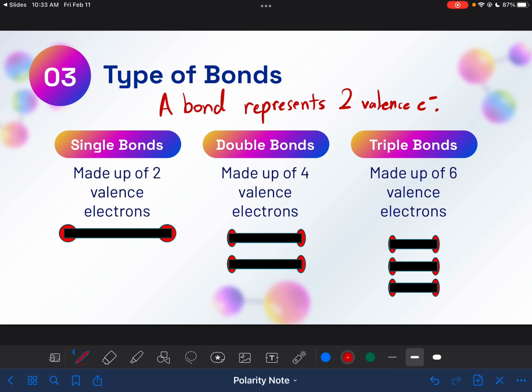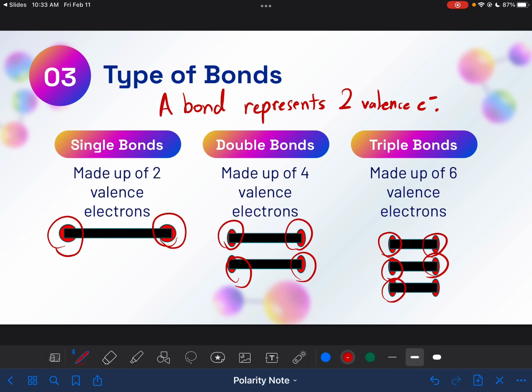So in this case, a single bond will have 2 valence electrons. A double bond will have 4. A triple bond has 6. Okay? So as you can see, there is a big difference between these bonds just by the number of valence electrons. But there's also one more thing. If you look at the picture below, the bonds that I created for you guys, you can see that the lengths are different.